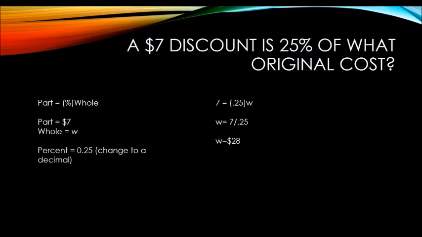And remember, when we end up with this equation right here, to get rid of multiplying by 0.25, we have to divide both sides by 0.25 to isolate the W. And then to figure out what the W equals, we have to divide 7 by 0.25. So we did do that to both sides of the equation there.